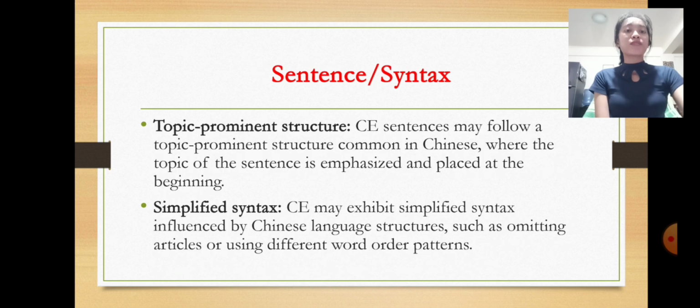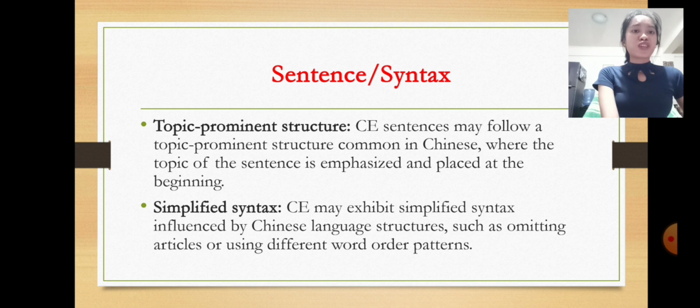So, next, let's tackle sentence or syntax. Topic prominent structures. Chinese English sentences may follow a topic prominent structure common in Chinese, where the topic of the sentence is emphasized and placed at the beginning. For example, from the information provided, an example could be, as for the weather, it's quite nice today, where the topic weather is emphasized at the beginning of the sentence because they want to give importance to the weather.